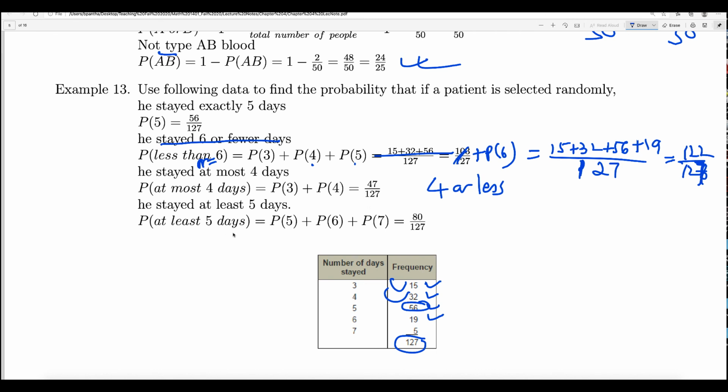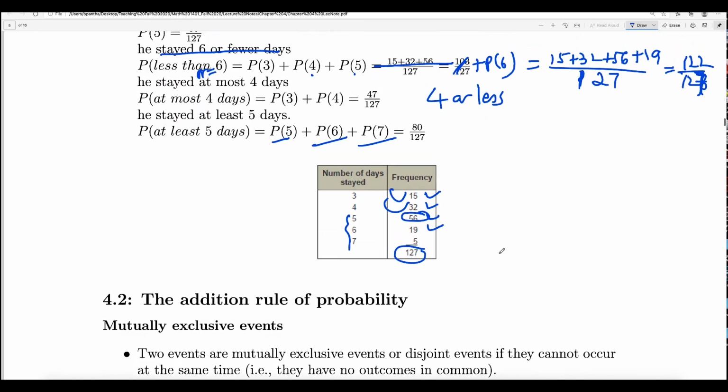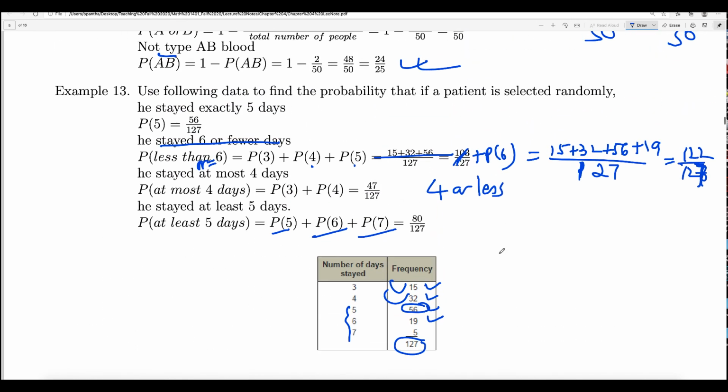And at least 5 means 5 or more, right? That is 5, 6, and 7. Probability of 5, probability of 6, probability of 7. If you add that, 56 plus 19 plus 5, you will get 80 over 127. That's all about the introduction of the probability and finding the probability of some event.